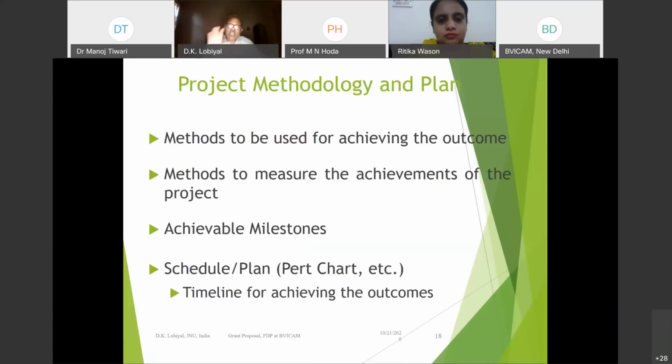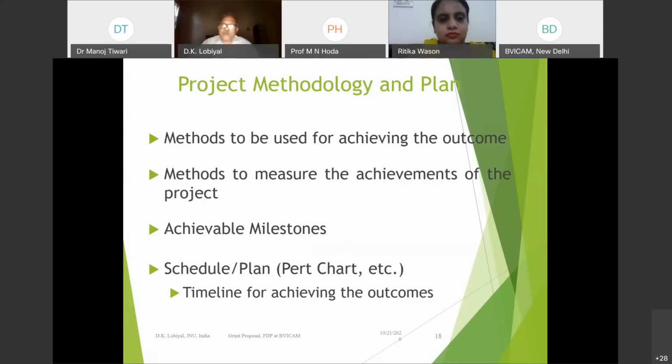Then you can have a schedule of your project, a PERT chart or whatever chart you need, showing what you will achieve in the next 6 months, at the end of 1 year, at the end of 2 years, at the end of the 3rd year if it's a 3-year project, 4 years, 5 years if it's a 5-year project. But you have to have a good schedule with the timeline, year-wise, because every year you have to submit your progress report as well as financial statement.